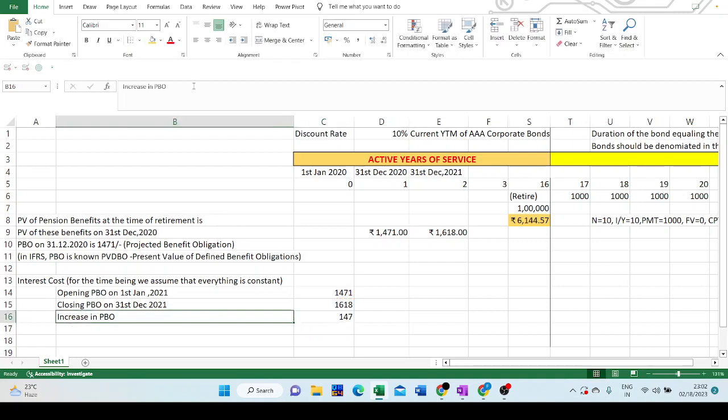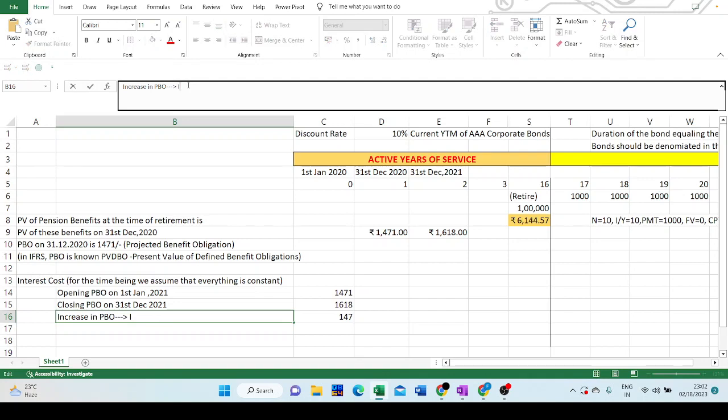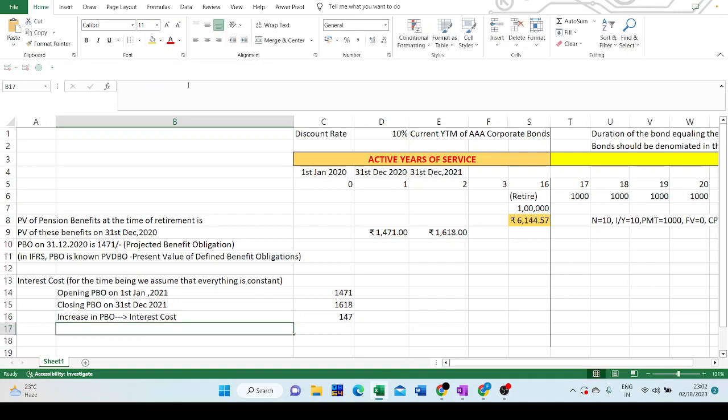What is this 147? This 147 is nothing but your interest cost, right? What is interest cost? It is the increase in PBO due to passage of time, keeping everything else constant, right? So your PBO is going to get bigger and bigger every year, even if you don't do anything, right?